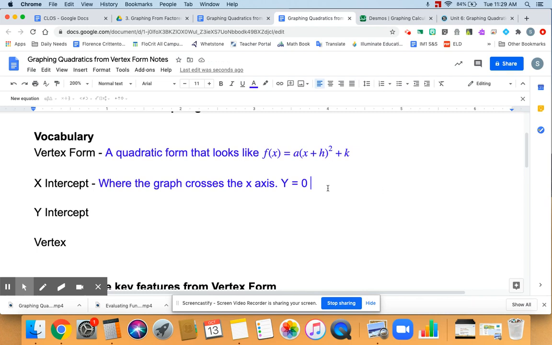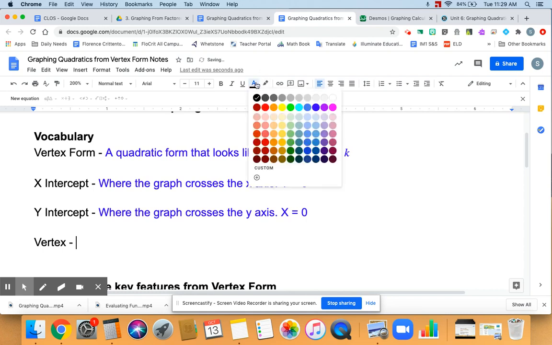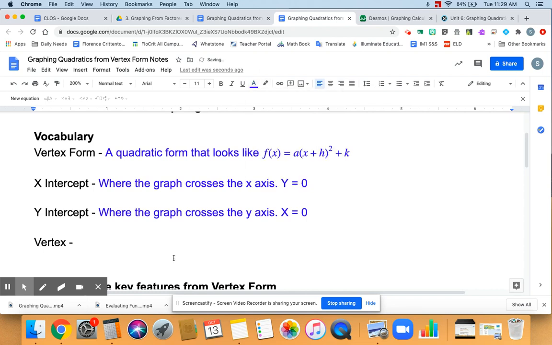And then, what is the y-intercept? The y-intercept is where the graph crosses the y-axis. Therefore, x is going to be 0 because it's not going to go left or right. It's going to stay on the y-axis. And what is the vertex? The vertex is the top or bottom of the hump. It's also the maximum or minimum of the graph.